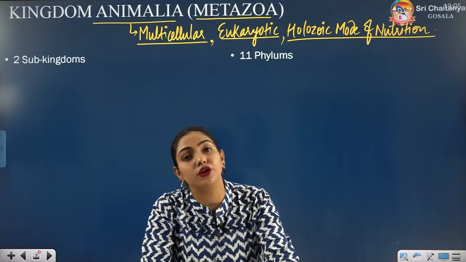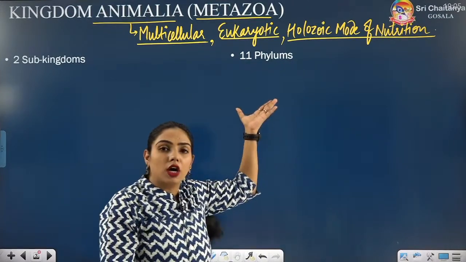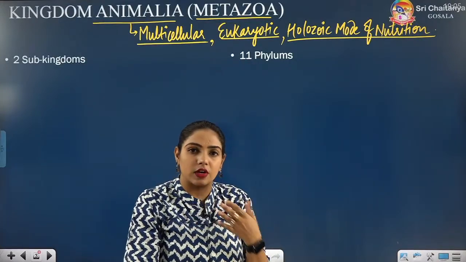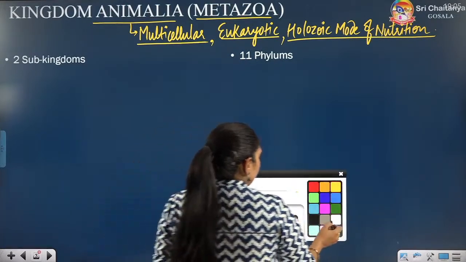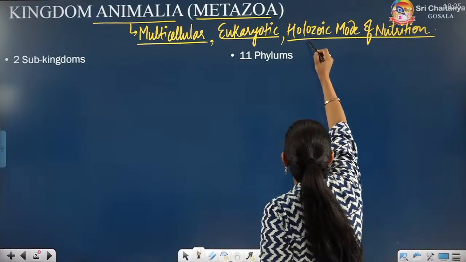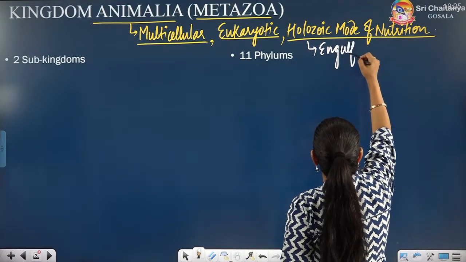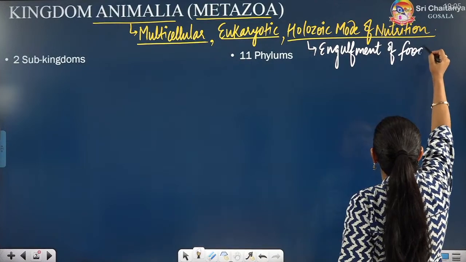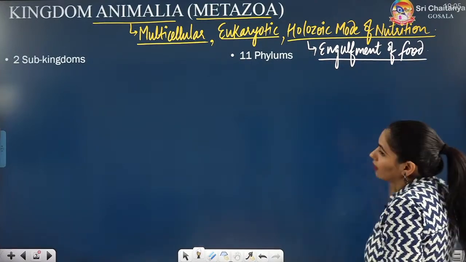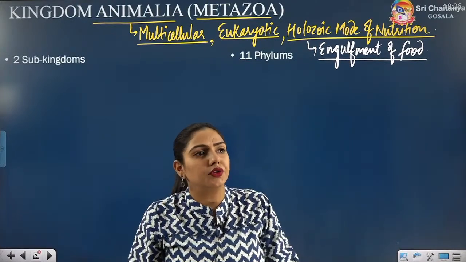So animals are heterotrophs. In that also, if we talk about the metazoans, we are engulfing the food. We are also animals, right? So we are engulfing the food, and the mode of engulfment is known as Holozoic mode of nutrition. Engulfment of food, either in solid state or in liquid state. If we are engulfing the food, that means we are performing Holozoic mode of nutrition.